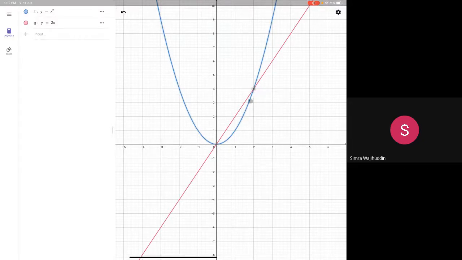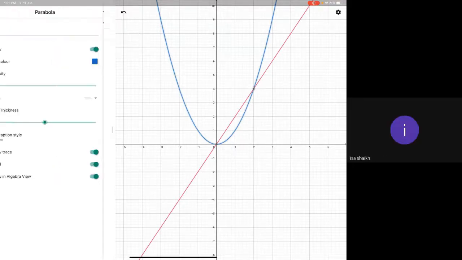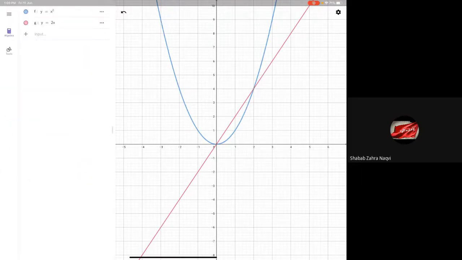There, what is the slope of the blue graph? Is it positive? Tell me, positive or negative? Positive. And what is the value of the red graph? It is also positive.